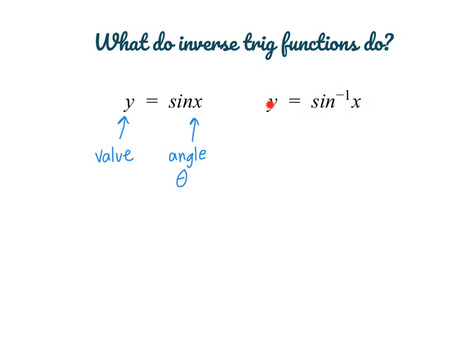So for an inverse trig function, the input and the output mean the opposite of what they do here. For inverse trig functions, the input is some value, and our output is actually going to be an angle. So we use inverse trig functions when we're trying to figure out what the angle is. It's really important to understand that our input is a value and what it spits out is an angle.